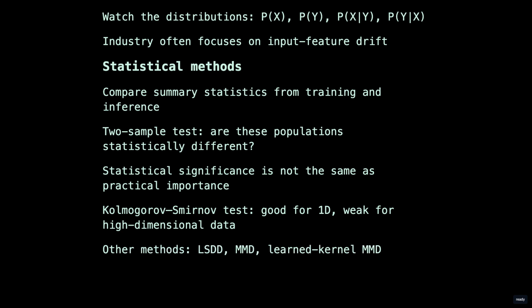More advanced methods, such as least squares density difference and MMD, handle richer data types, especially in multivariate settings. They are widely discussed in research, and libraries like Alibi Detect collect many of them in one place for experimentation and deployment.